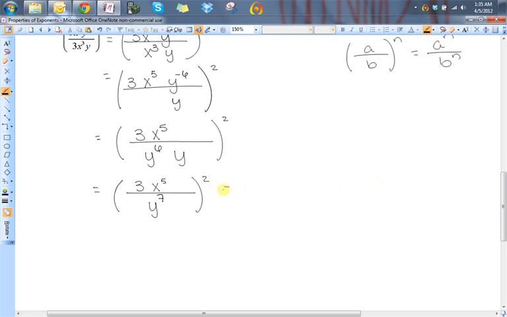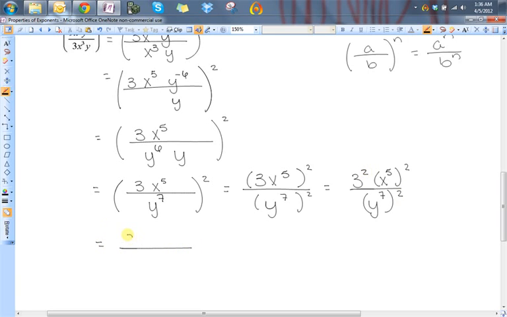And I'm going to start doing this a little horizontally so I don't run out of room. So I need to raise the entire numerator to the 2nd power and the entire denominator to the 2nd power. Now whenever you have two things being multiplied by each other raised to an exponent, you just need to raise each of those factors to the exponent. And we'll just leave this one alone for a minute. Well, 3 squared is just 9. X to the 5th squared, whenever you see something raised to a power, then raised to a power again, you just multiply the powers, so that's x to the 10th. Y to the 7th squared will be y to the 14th.